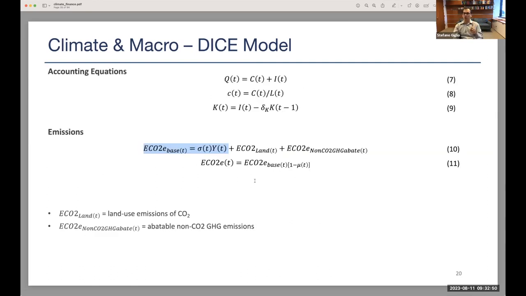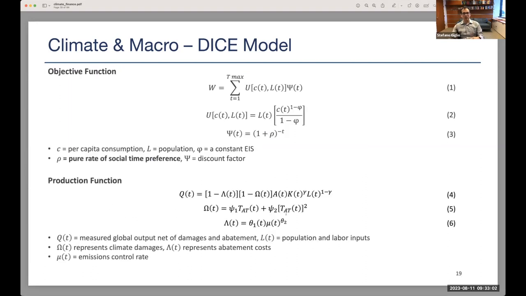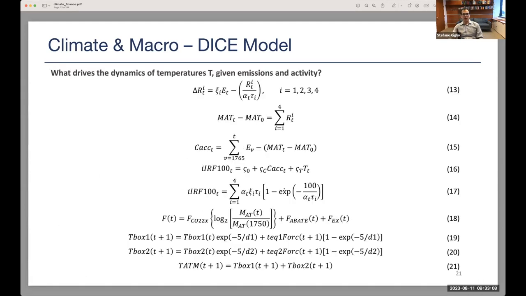Now, what is missing here, right? What of these pieces I did not tell you is the link between the emissions and the temperatures, right? Because I told you how the production affects emissions. I told you how the temperatures affect production. I didn't tell you the link between emissions and temperatures. That's the set of equations which I'm not going to go through. Okay, so this is the climate part of the system.